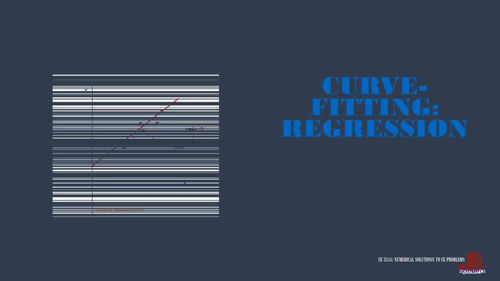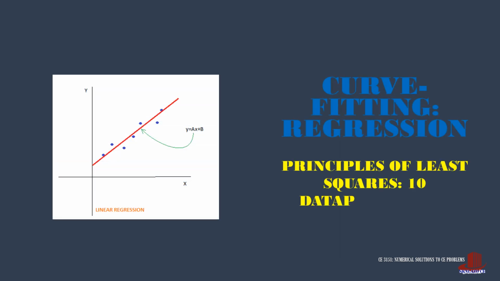The example shown in this video has intermittent y values. Would that affect the procedure? Find it out here in Numerical Solutions 2C Problems.